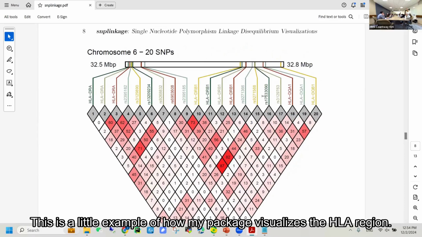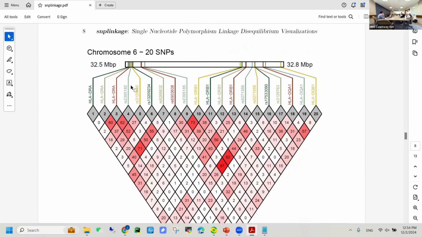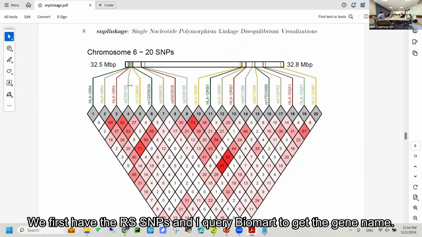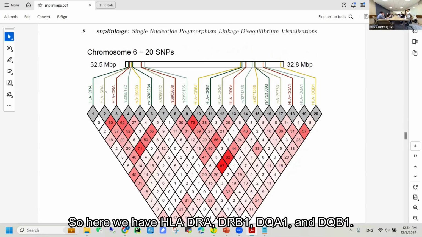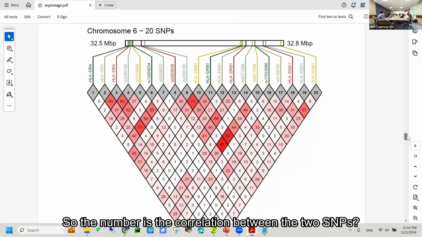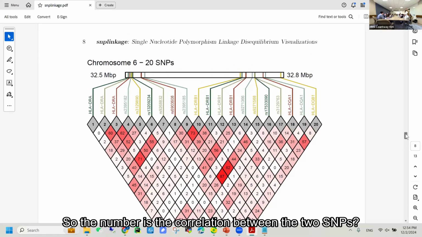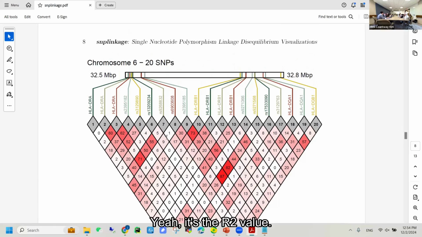This is a little example of how my package visualized the HLA region. We first have the RS SNPs, and I query Biomart to get the gene name. So here we have HLA-DRA, DRB1, and DQA1, DQB1. The number is the correlation between the two groups. Yeah, it's the R2 value, so the correlation squared.